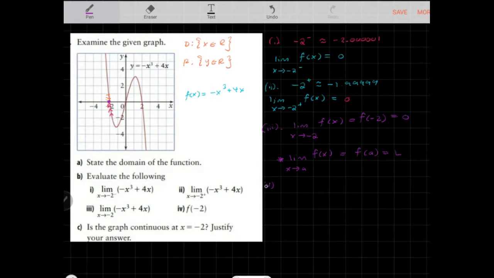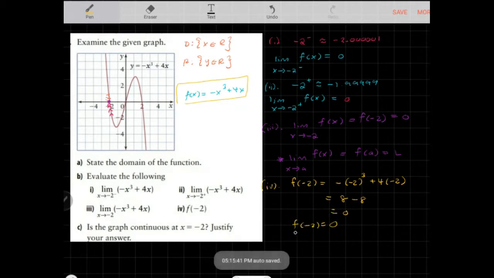And part 4 here, I'm going to use a different color for that. Part 4 here is asking us what f of -2 is. So f of -2, if you plug it in, and we said that f of x is -x cubed plus 4x, it's basically -2 cubed plus 4 times -2, which is basically equal to 8 minus 8, which is 0. Right? So f of -2 is equal to 0. And this tells us that the point actually does exist.